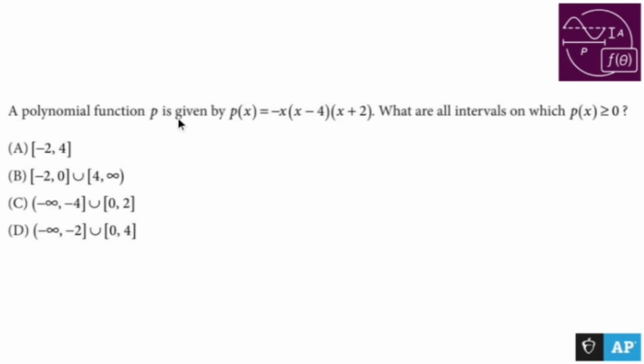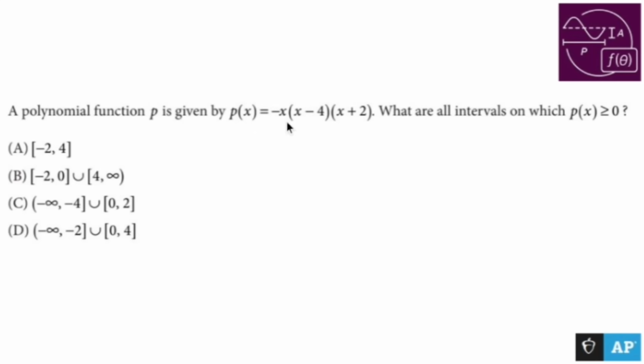A polynomial function p is given by p of x equals negative x times the quantity x minus 4 times the quantity x plus 2. What are all intervals on which p of x is greater than or equal to 0? Well, basically what I want to do is find everywhere where I have a positive function.